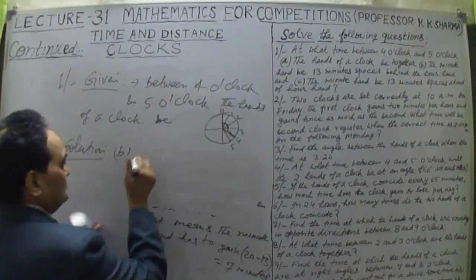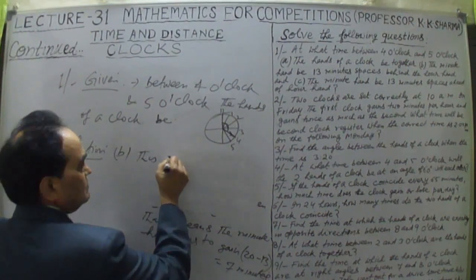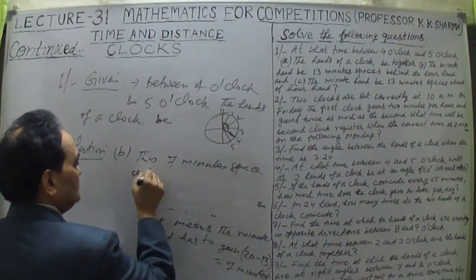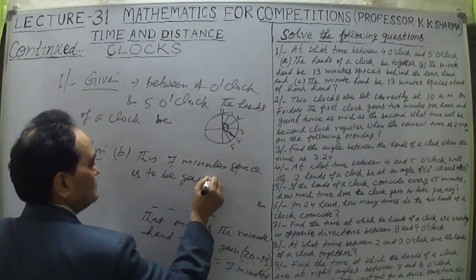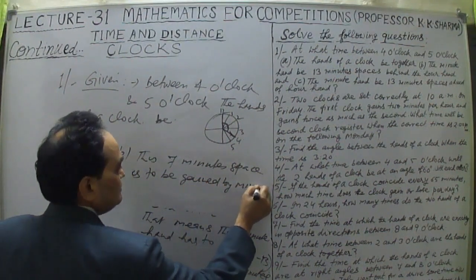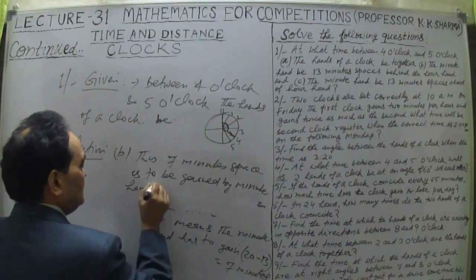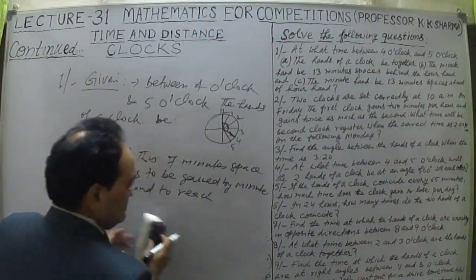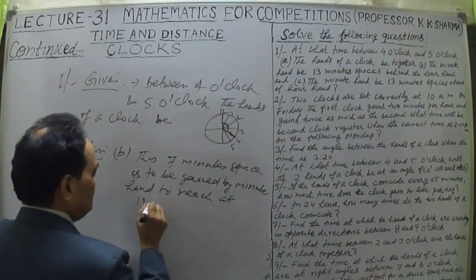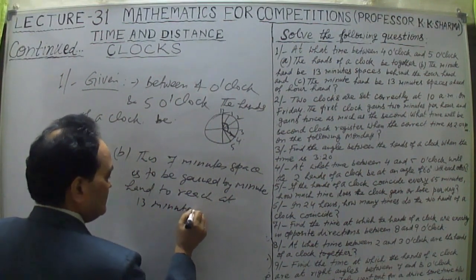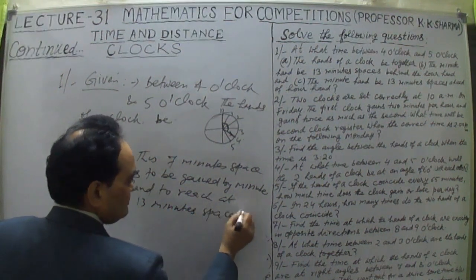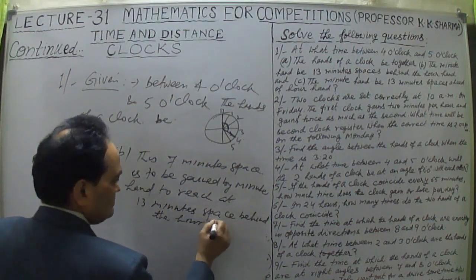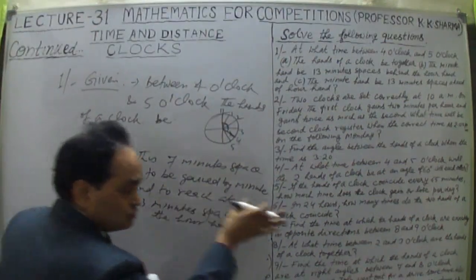Okay, so this 7 minutes space is to be gained by the minute hand to reach 13 minutes space behind the hour hand. Okay, so this 7 minutes space is to be gained by the minute hand.